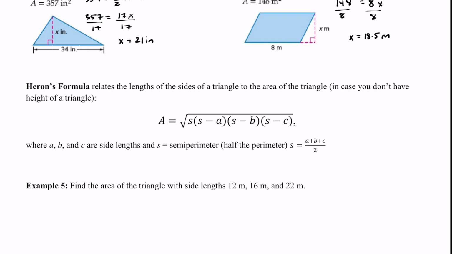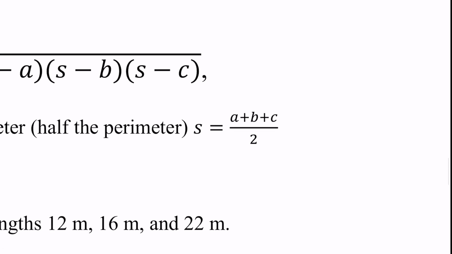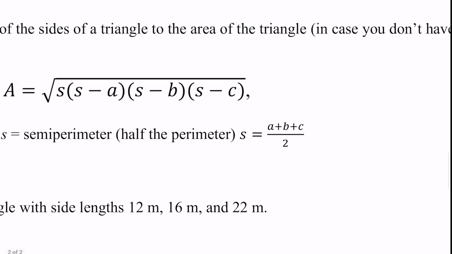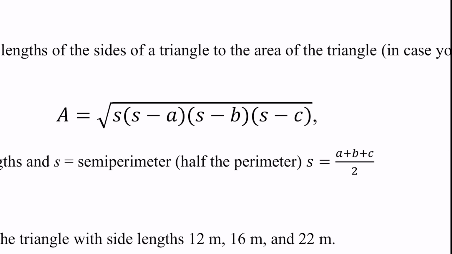So in order for you to do this problem, you first need to figure out what the semi-perimeter is, okay? So the semi-perimeter is equal to all the side lengths. So you add up all the sides. Then once you're done with that, you divide by 2. That's how you find the semi-perimeter, okay? And then we will use Heron's formula, which is A is equal to the square root of the semi-perimeter times the quantity of the semi-perimeter minus A times the quantity of the semi-perimeter minus B times the quantity of the semi-perimeter minus C.